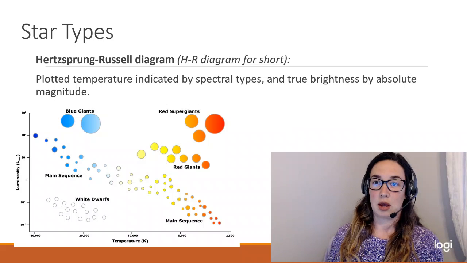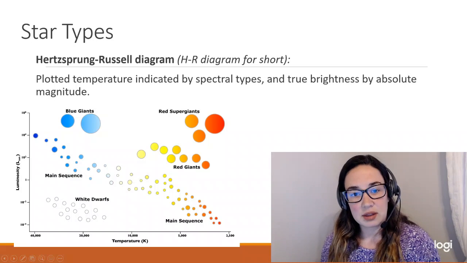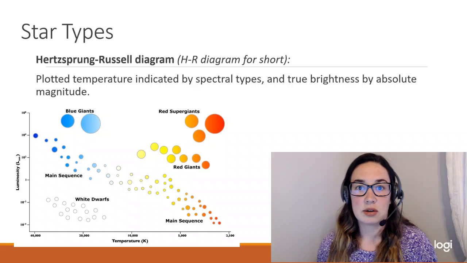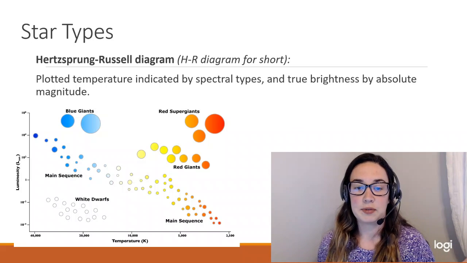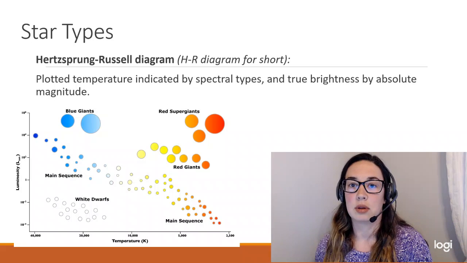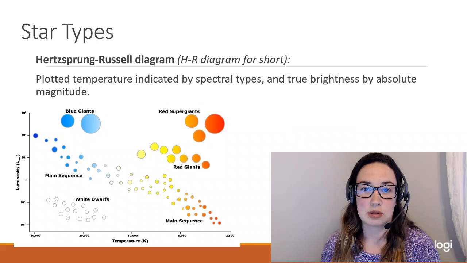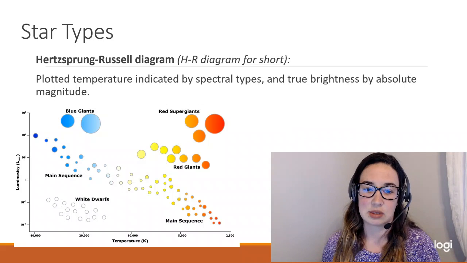This includes the true brightness by absolute magnitude. So if you look at the diagram here, you can see that there's a band that runs from the left portion, the left upper portion, I suppose, down to the lower right portion. So this is called our main sequence. And so we'll talk a little bit about the main sequence here in a second.